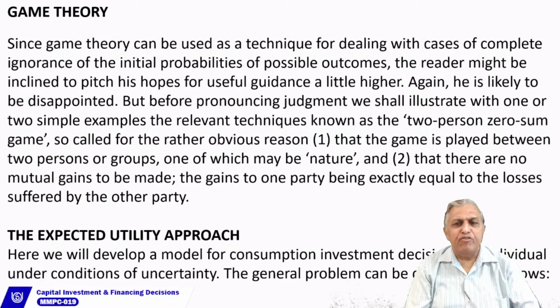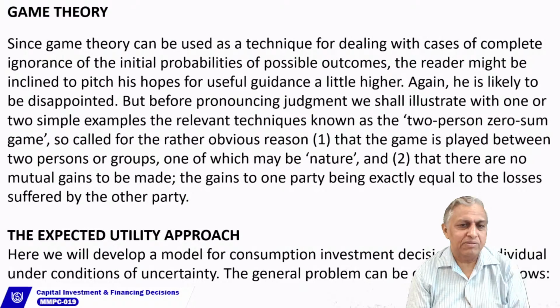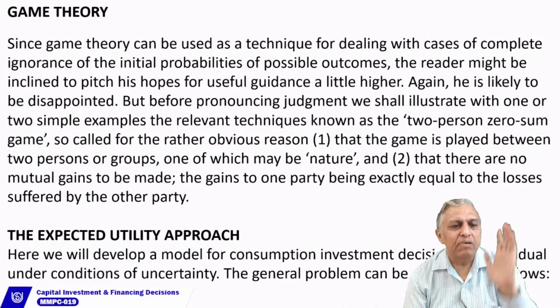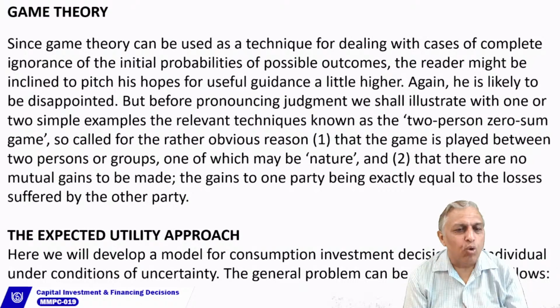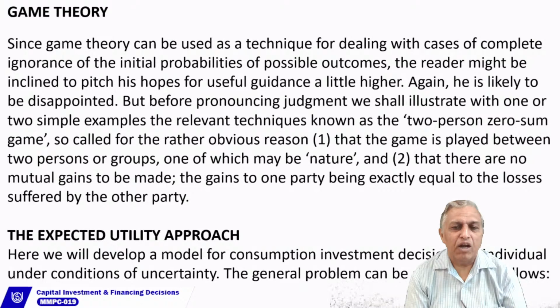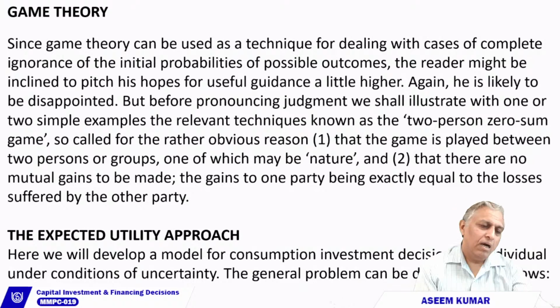But before pronouncing judgment, we shall illustrate with one or two simple examples the relevant techniques known as the two-person zero-sum game, so called for the rather obvious reason: one, that the game is played between two persons or groups, one of which may be nature, and two, that there are no mutual gains to be made, the gains to one party being exactly equal to the losses suffered by the other party.